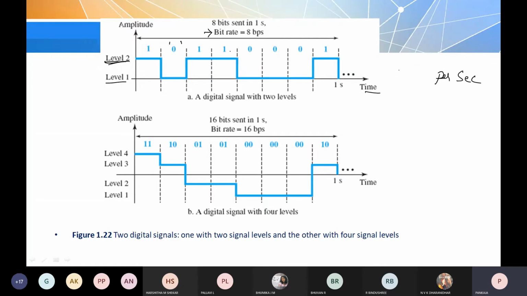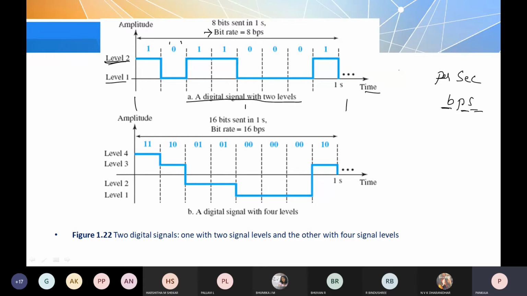Per second, so that is called bit rate, and it is represented in terms of bps, which stands for bits per second. How many bits are sent per second? According to this diagram, 8 bits are sent per second. If I consider this duration from here to here, if it is 1 second, the number of bits sent is 8 bits.